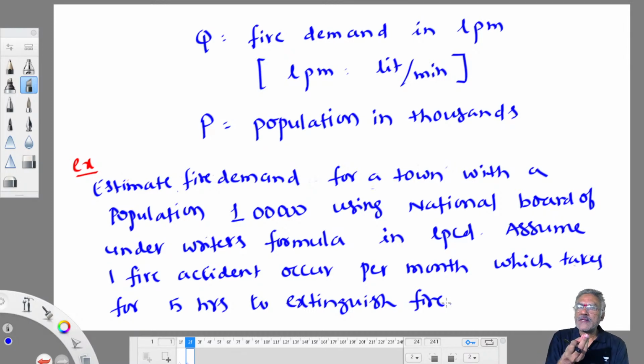Per minute that much water, in 300 minutes how much water we apply. So total water used in extinguishing the fire, divided by the number of days once in a while this fire accident occurs, that will give fire demand in LPCD. So you have been asked to work out in LPCD, so there is no other option left with you. One fire accident occurs per month which takes 5 hours to extinguish. This is a simple question, 1 mark question only. Last year this question was asked in the Karnataka state government exam.